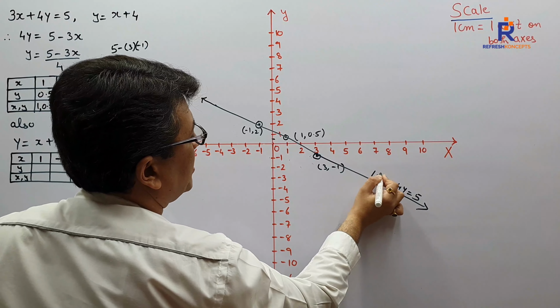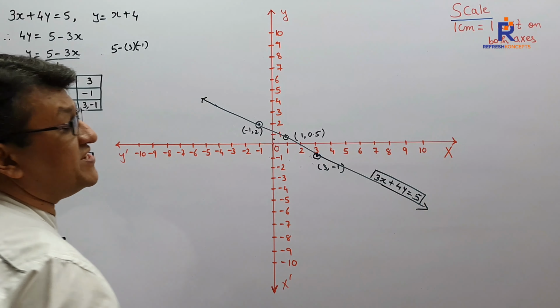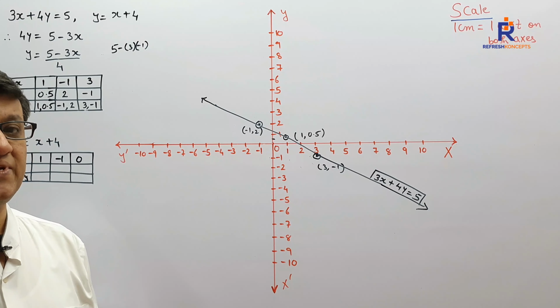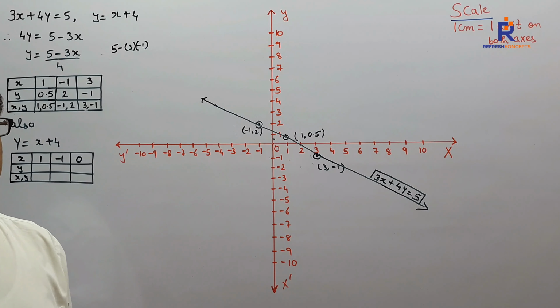You can always cross-check with the equation of inclined lines which I have given you. y is equal to mx plus c, y is equal to minus mx plus c, y is equal to minus mx minus c. Right? That way you can cross-check whether our line is right or not. With this said and done, let's take the other one. Simple. y is equal to x plus 4.